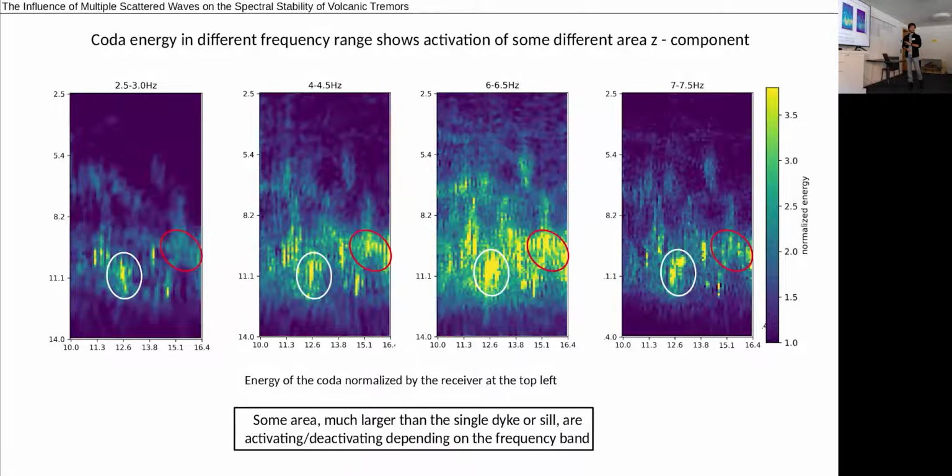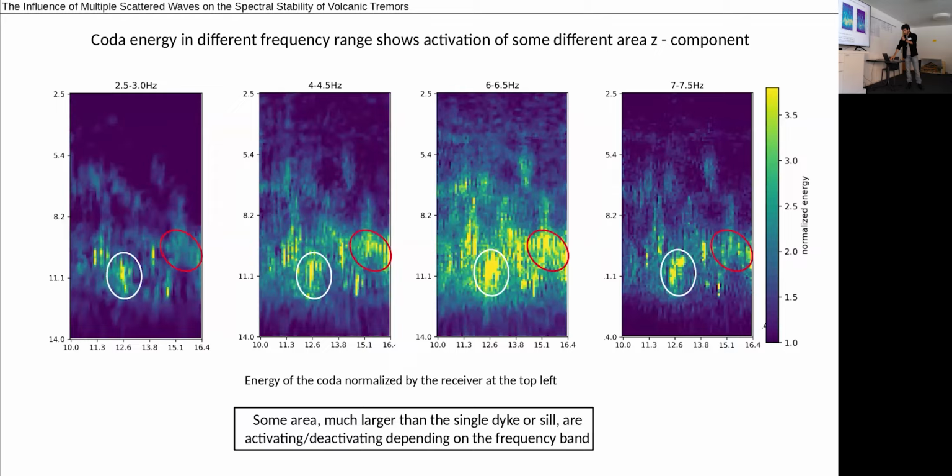And then the other thing that I would like to highlight is that, before we looked at some sort of resonance inside a really small structure, but here the areas which show a lot of energy are much wider than the single sill or single dike that we saw before. So there has to be another driving mechanism in this case.